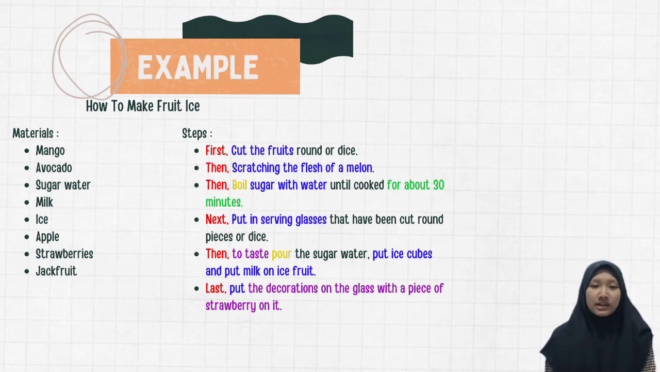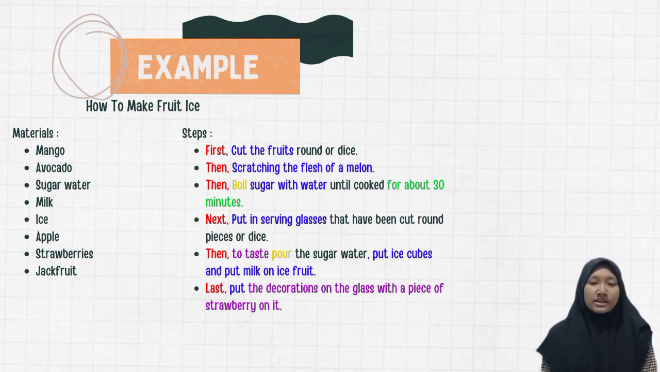The second one, which is marked in blue, like cut the fruits, scratching the flesh of a melon, in the language features of the procedure text is included in command or imperative sentence. The third one, which is marked in green, like for about 30 minutes, in the language features of the procedure text is included in adverbials to express detailed time required.